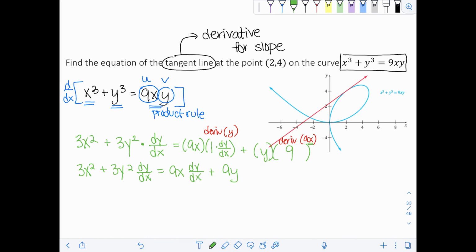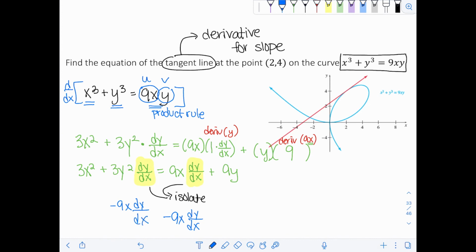Okay, so here's the derivative. But now our last step is to isolate dy dx. You'll notice that we've got two of them this time. So with algebra, if that happens, what we want to do is move every term with a dy dx to one side and everything without a dy dx to the other side. It doesn't matter which side we move things to, but I could, for example, subtract 9x dy dx from both sides.